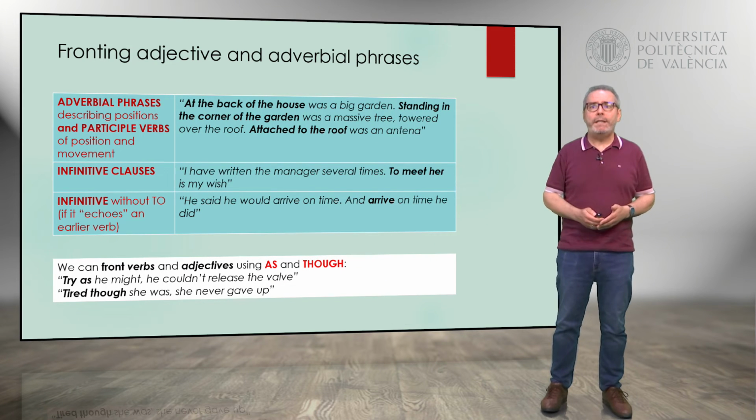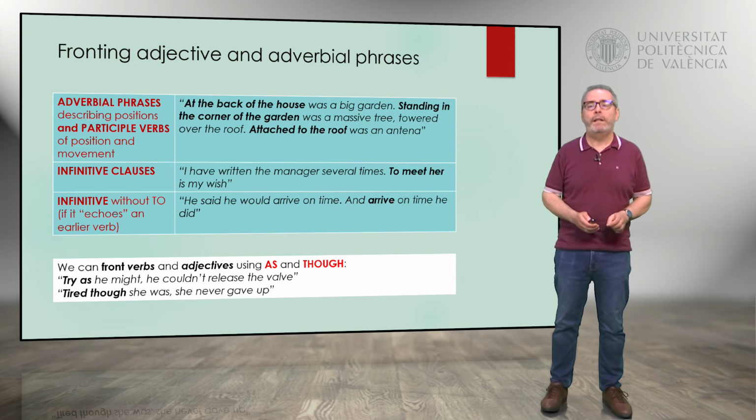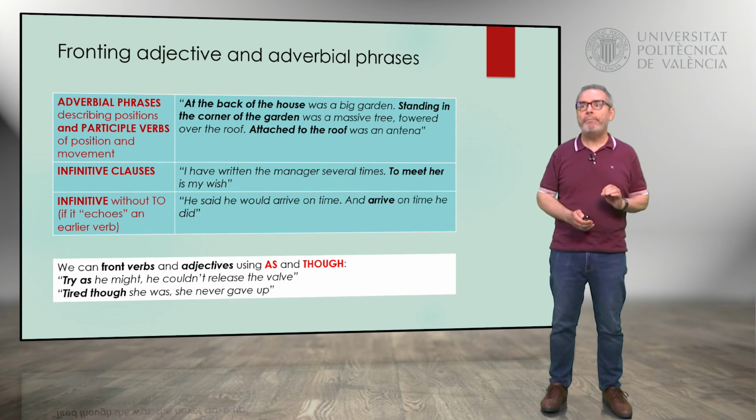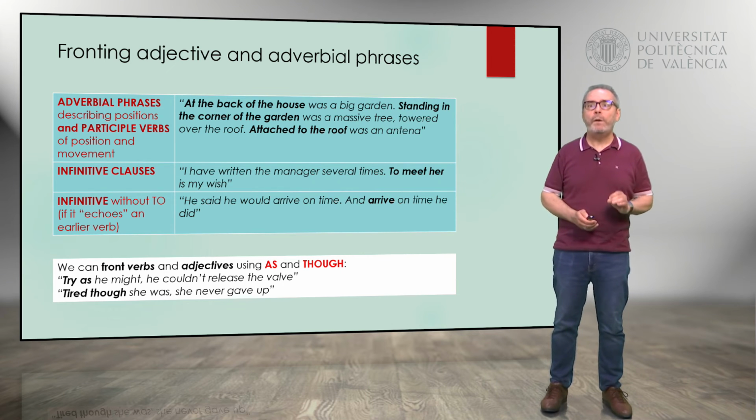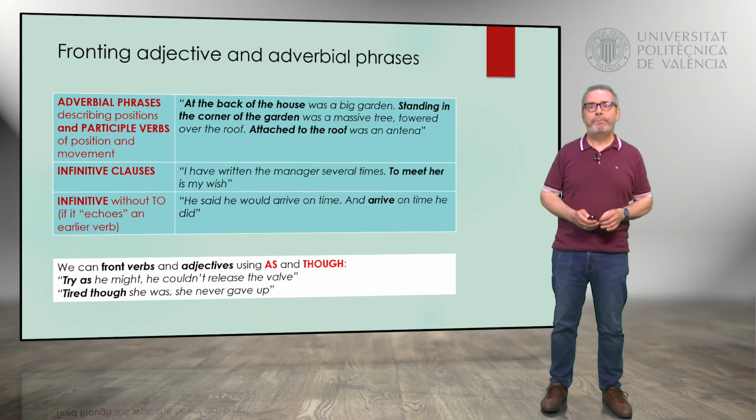Some other possibilities are adverbial phrases describing position. This is very typical. And here we have a connection of fronting elements. At the back of the house was a big garden. Standing in the corner of the garden was a massive tree, which towered over the roof. Attached to the roof was an antenna. We can see we connect a sequence of fronted elements.